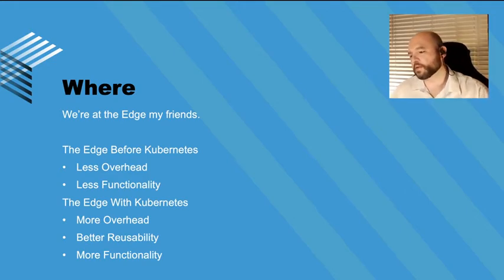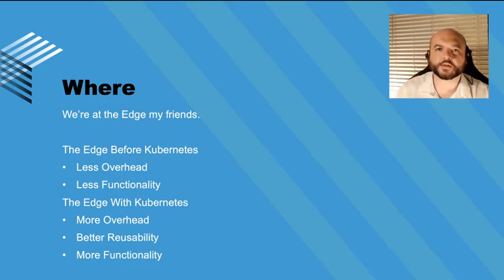The edge before Kubernetes had a little bit less overhead. It was a dark place with also less functionality. The edge with Kubernetes has a little more overhead because now we're running this sophisticated orchestration platform. But that also means we have better reusability. We can use the same workloads as we do in the cloud as long as they have the same resource requirements. And we can offer more functionality, like scheduling that's built into Kubernetes or node management.